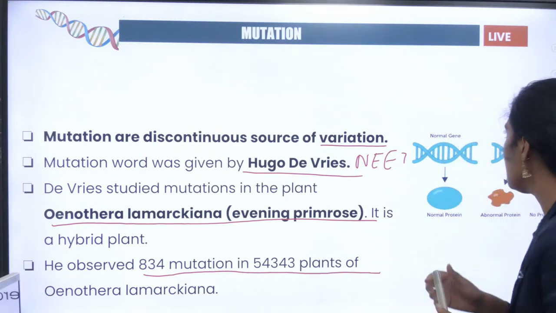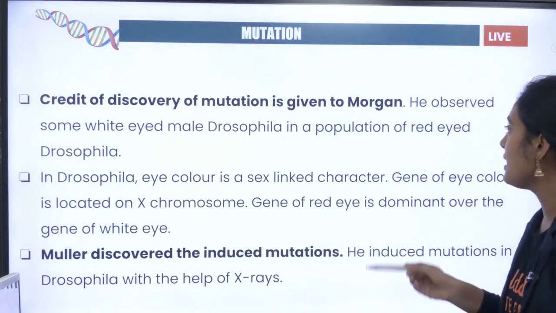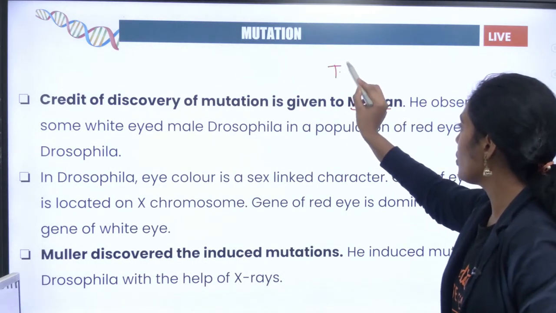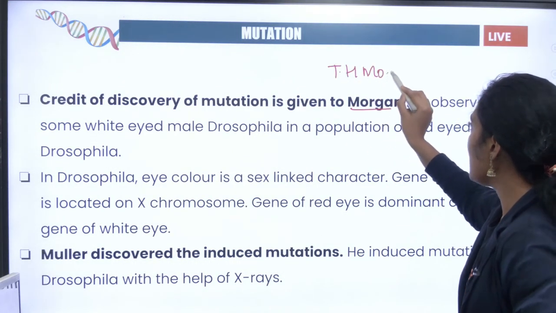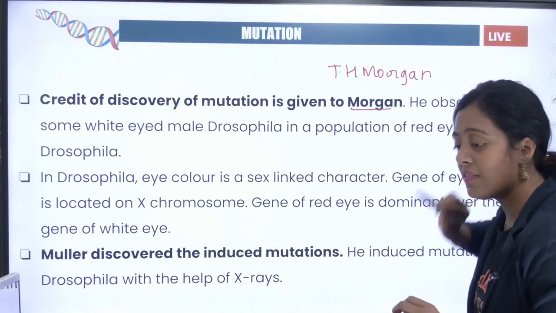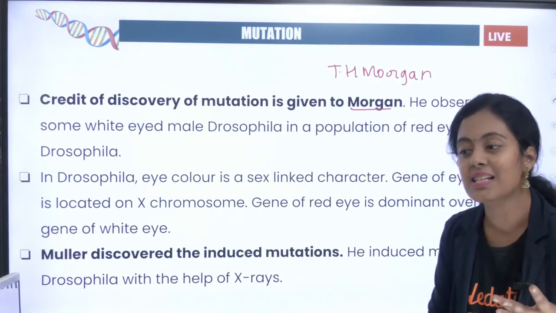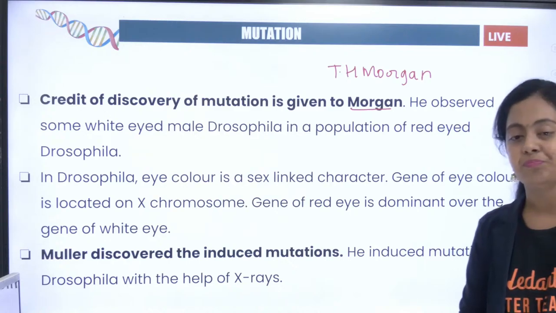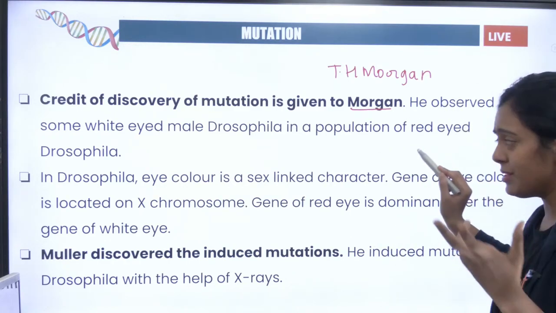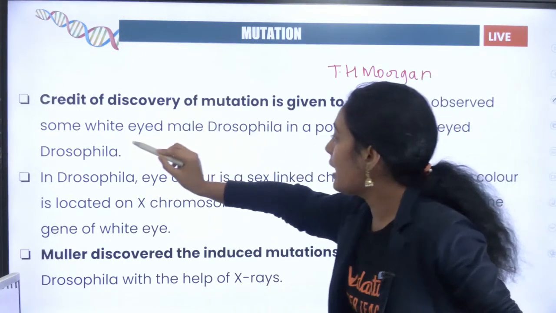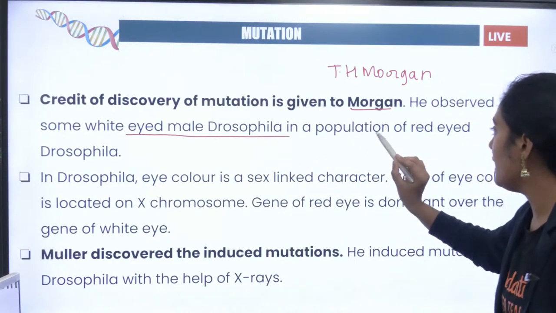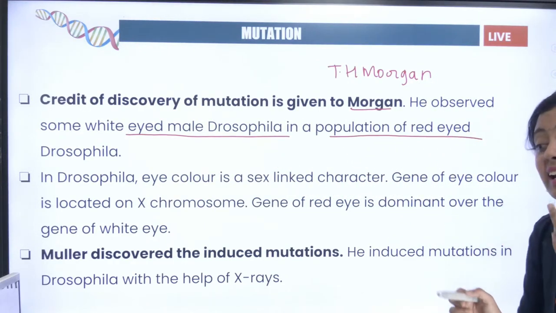Before him, we also had one more person called Morgan. You studied in the last class, T.H. Morgan. Can anyone tell me what T.H. Morgan discovered? Can anybody tell me? Yes. He observed a white-eyed male Drosophila in a population of red-eyed Drosophila.